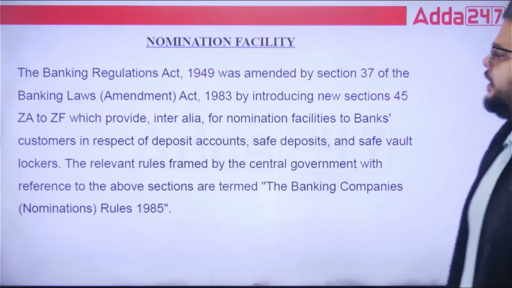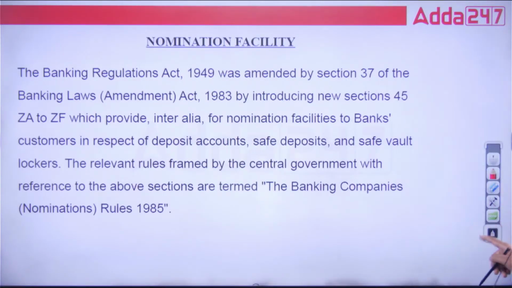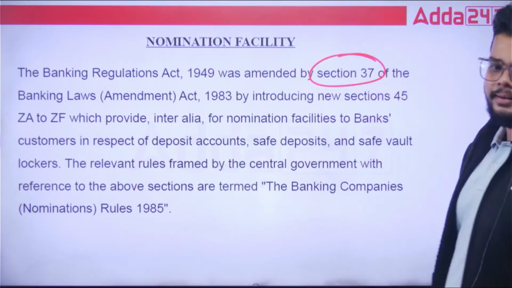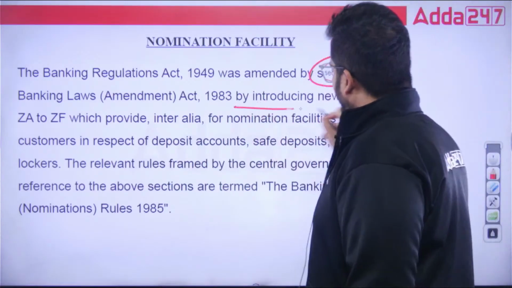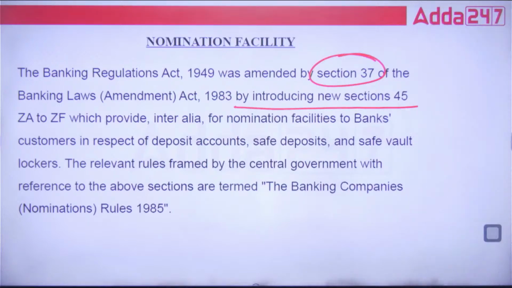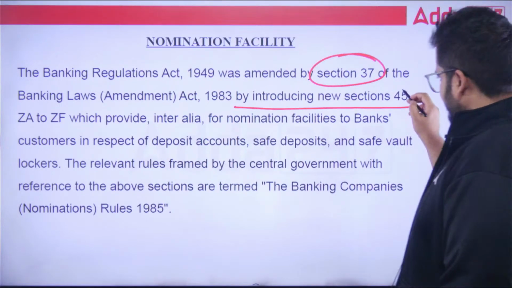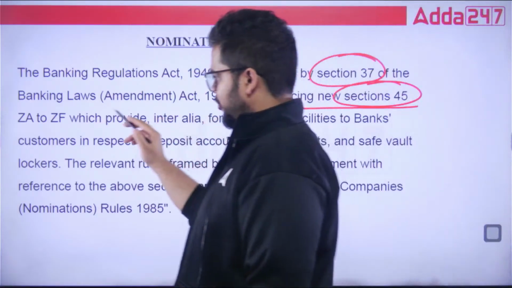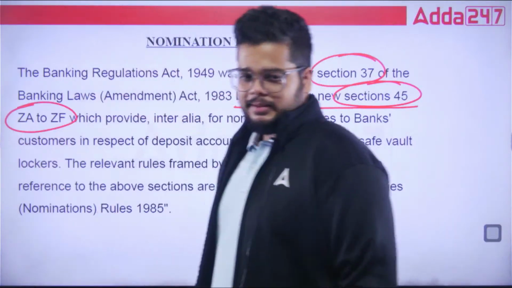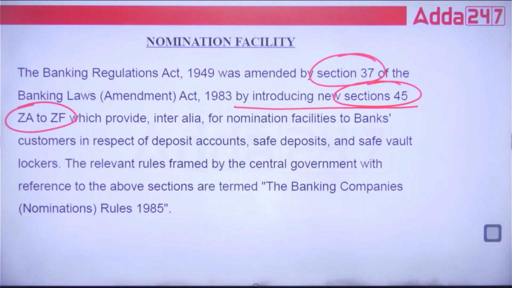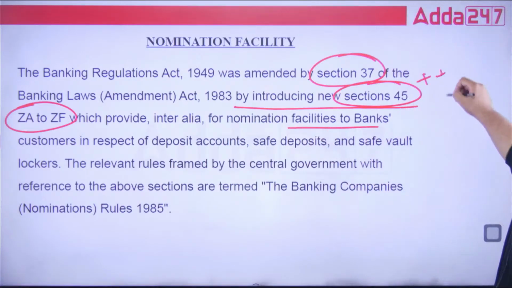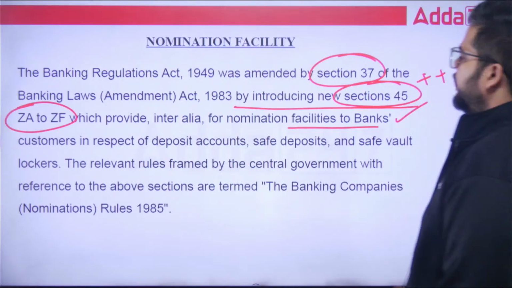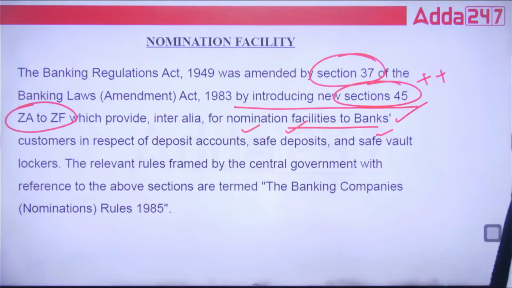Fine. So nomination facility. The Banking Regulation Act 1949 was amended by section 37 of the Banking Law Amendment Act 1983 by introducing new sections 45ZA to ZF. Now these sections are highly important. Questions have already been asked in the previous cycles, okay, and again IIBF can ask certain questions. This particular section was added for nomination facilities to the bank's customers in respect of the deposit account, safe deposit and your safe vault lockers.